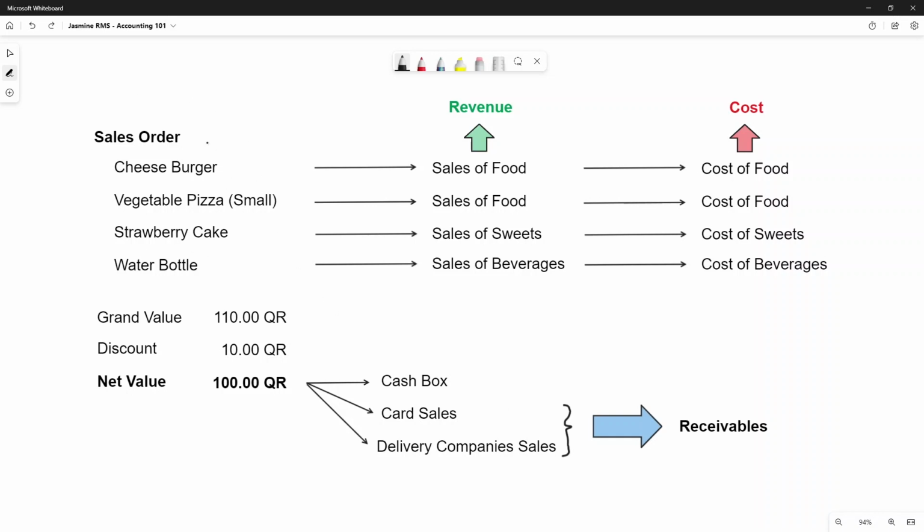So this is the cycle of any sales order. When we sell any order, the items inside this order are categorized by kind. If they are food, they will hit the sales of food and cost of food. If they are sweets, they will hit the sales of sweets and cost of sweets. If they are beverage, sales of beverage and cost of beverage. Keep with me. We will talk more about the cost: the direct cost, the indirect cost, and the operational cost.